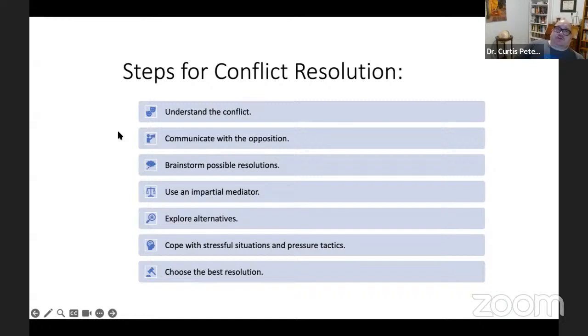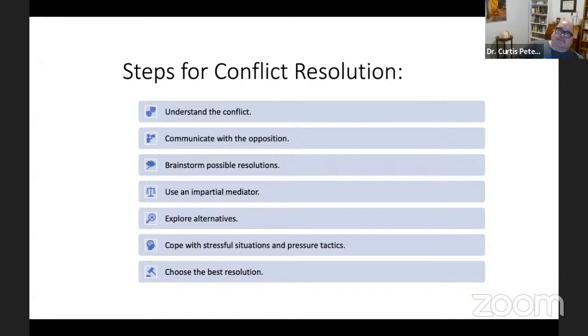Then the next job is to communicate with the opposition. If we look at it in simple terms, let's say Joe and Bill are in a conflict. They're really starting to argue. They're upset with each other, and so in this conflict resolution, the first step is to separate them.